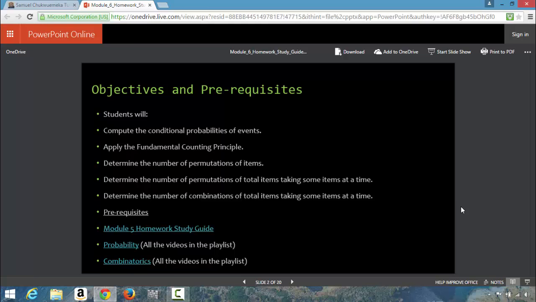Some textbooks also call it the counting principle. We shall also determine the number of permutations of items. We shall determine the number of permutations of total items, taking some items at a time. And we shall determine the number of combinations of total items, taking some items at a time.